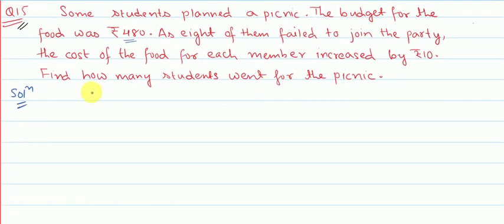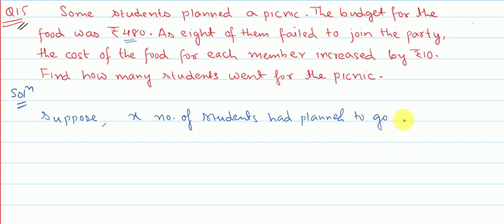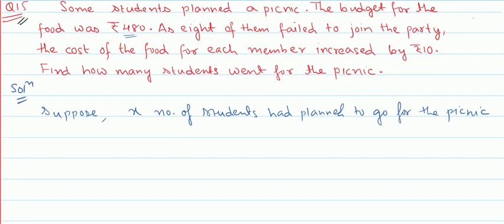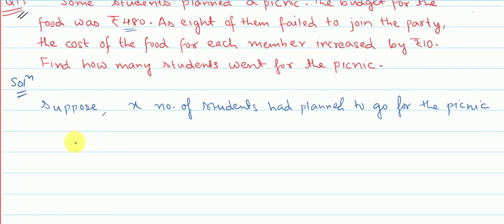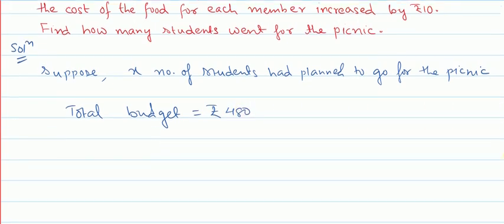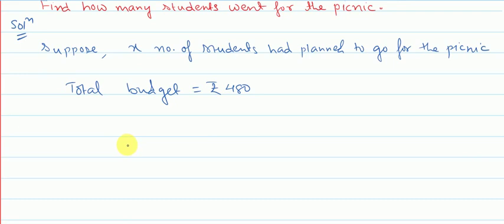Suppose X number of students had planned to go for the picnic. So X number of students had planned to go for the picnic. The total budget is equal to rupees this much. So the total budget was 480 and X students had decided to go for the picnic.